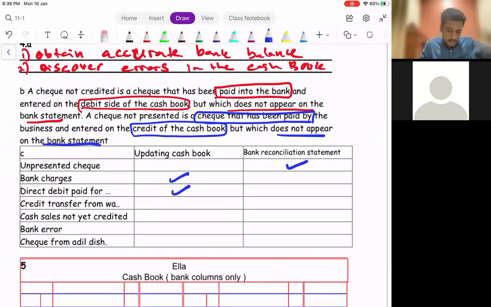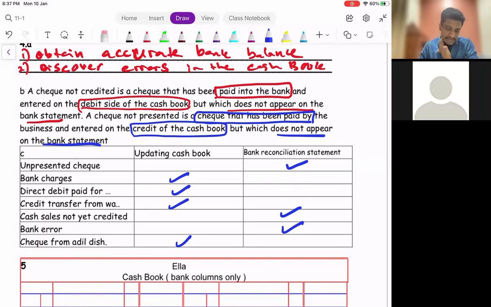Credit transfer from someone, cash book also. Cash sales not yet credited. This is check not yet credited. Check not yet credited will be in a bank reconciliation. Bank error, of course, I do the mistake, I need to do the correction. So bank statement does the mistake, bank reconciliation needs to do the correction. Check dishonored. This is actually dishonored. Dishonored check will be in an updated cash book on the credit side.